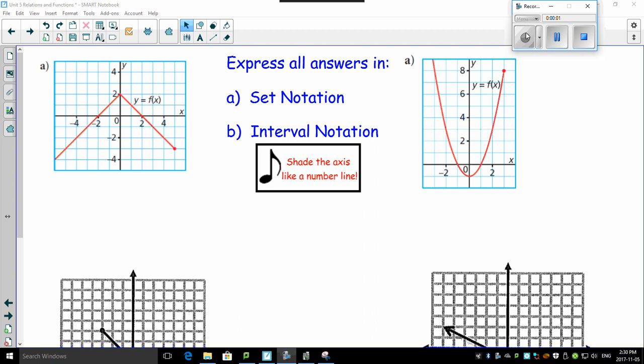Now let's build some speed, okay? We've got some interesting questions here. Let's build some speed. Let's see if we can do domain and range quickly and efficiently. Again, notice how this always comes up. Shade the axis like a number line.